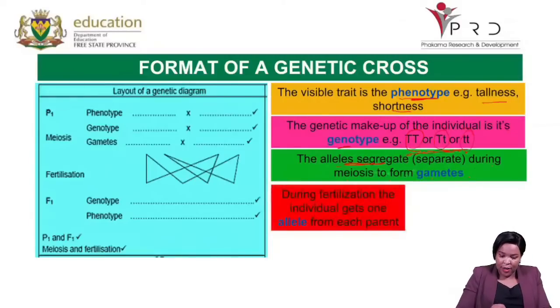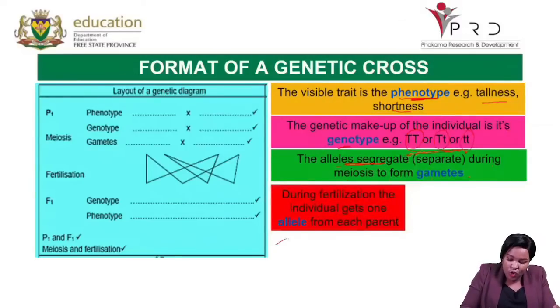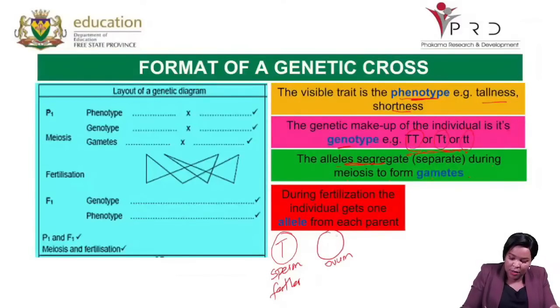Right. Then, during fertilization, the individual is going to get one allele from each parent. So this is what we are talking about. Each gamete will be carrying just one allele because they were segregated. Then, if they are carrying a dominant allele, let's say this is a sperm cell coming from the father, and then there is another ovum. Let's say this is an ovum coming with a small letter t, coming from the mother.